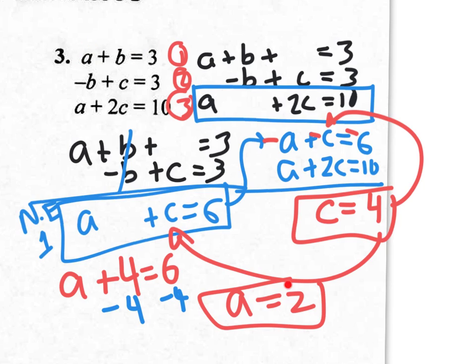All you got to do is plug in the A value of 2 right up here. And you could see that 2 plus something gives you 3. What's the B value? It's 1. That's right. So there's your third value.